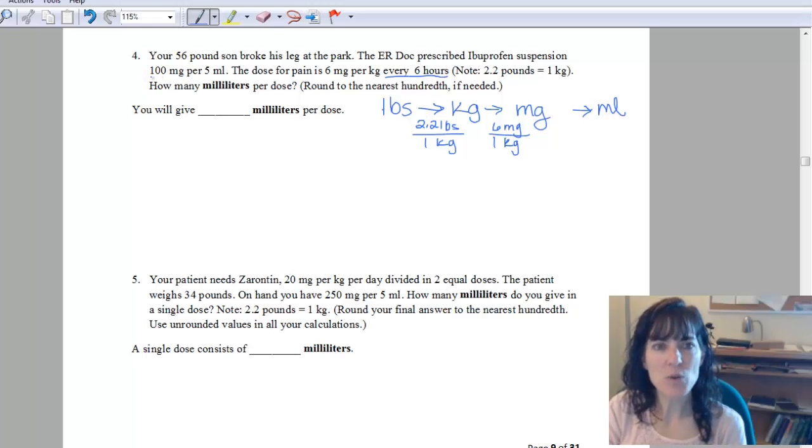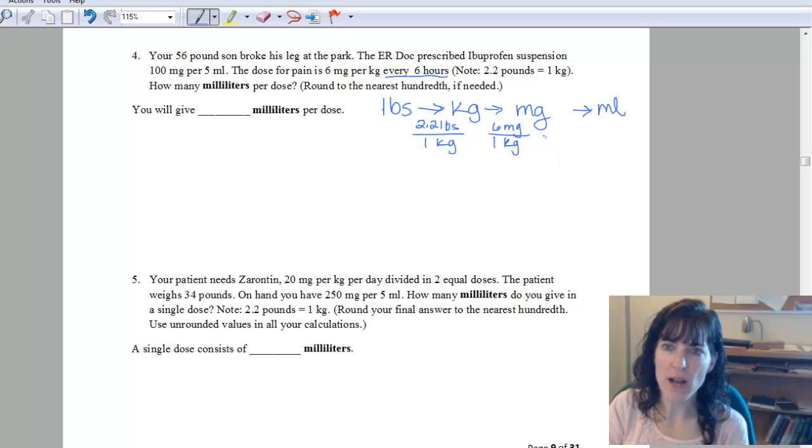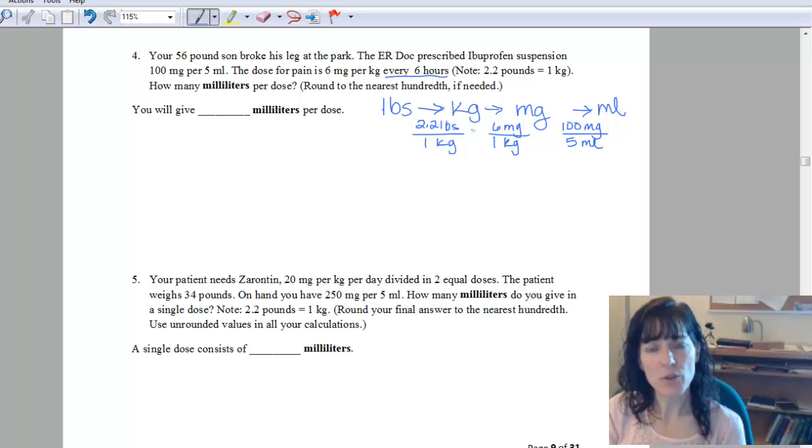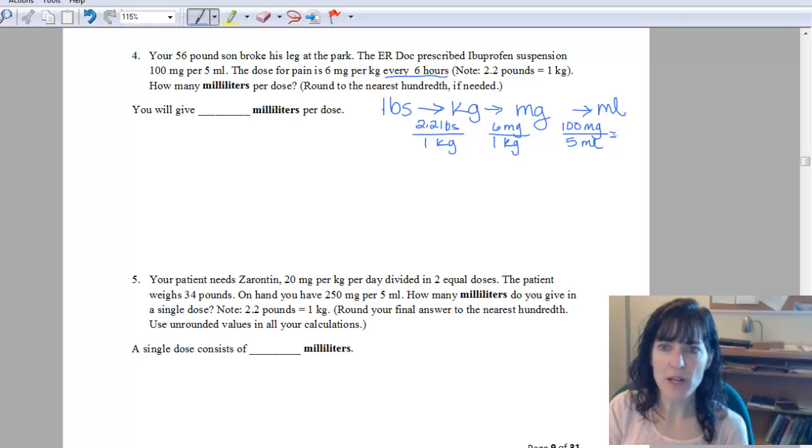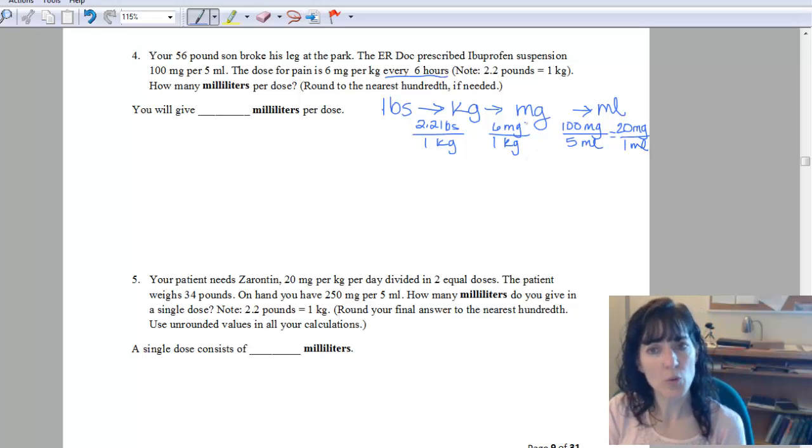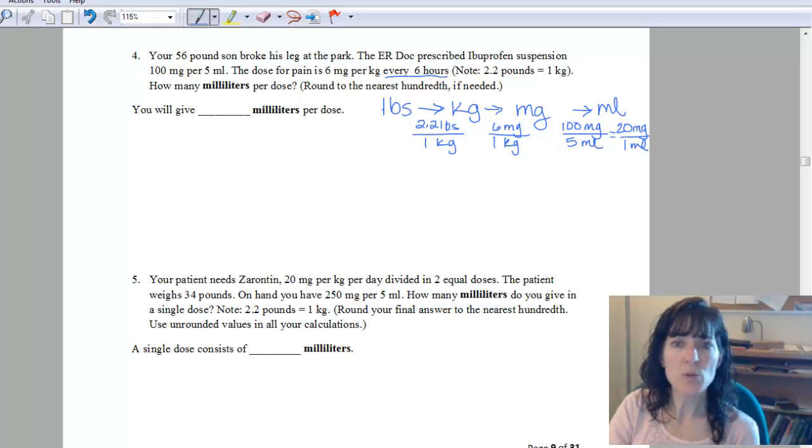Okay, last one is 100 milligrams per 5 milliliters. That's going to help me with this conversion. So I have 100 milligrams per 5 milliliters. Now if you wanted to, you could reduce this one. So 5 goes into 100 20 times, and you could also write it as 20 milligrams per 1 milliliter if you wanted, or you can just leave it in its original form. It's going to work either way. So let's start off then.